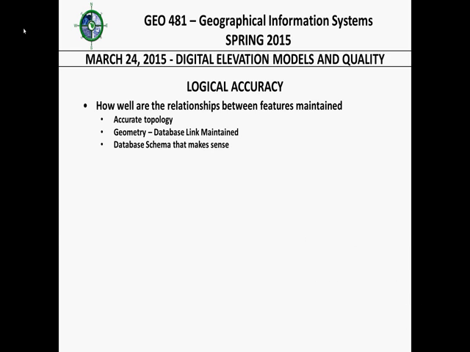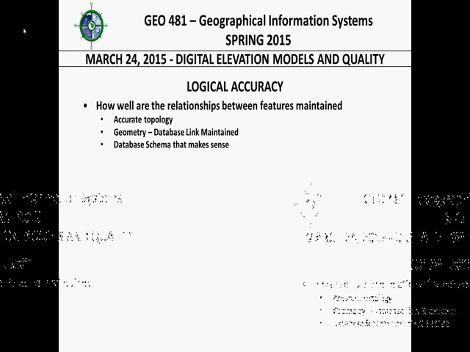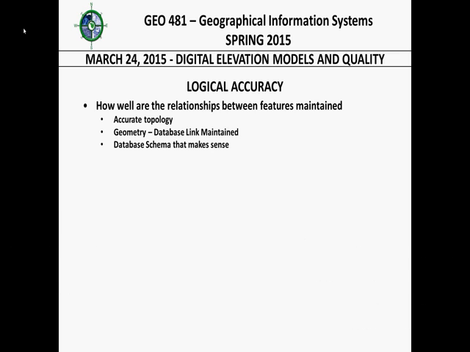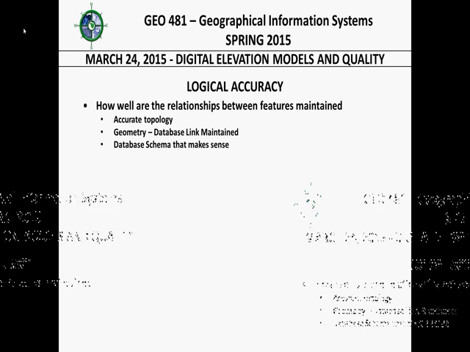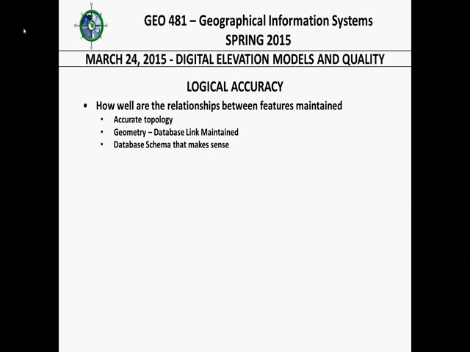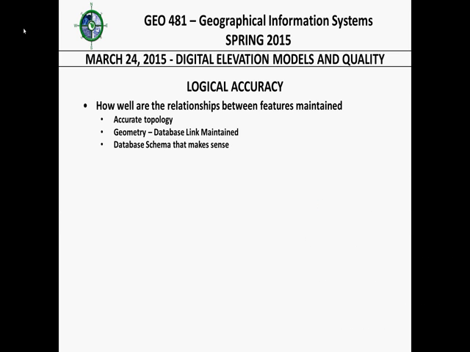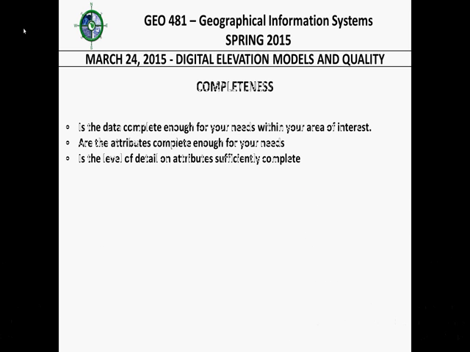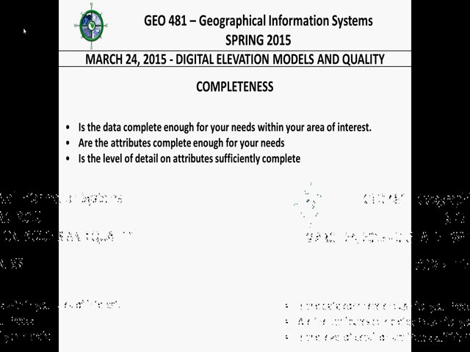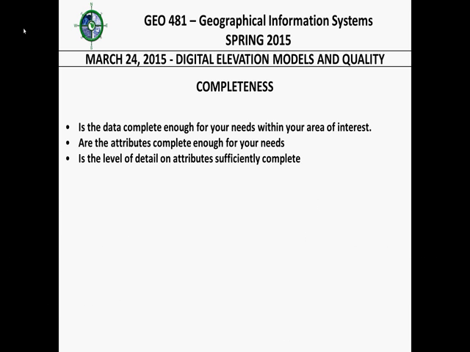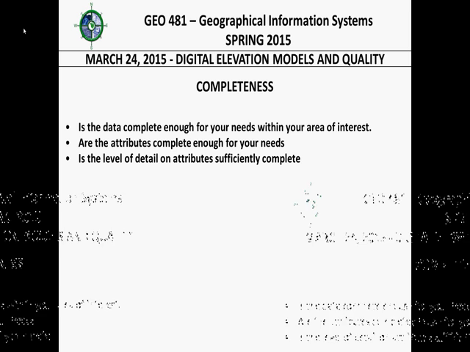I'm more interested in what we talked about a few minutes ago than this, but logical accuracy: how well are relationships between features maintained? Is topology accurate in geometry? Was the proper geometry used? We talked about topology earlier. Completeness. The Cayuga County layer says it's every water body in Cayuga County. Is it really? How many are left out? And are the attributes filled in? Are too many attributes blank?